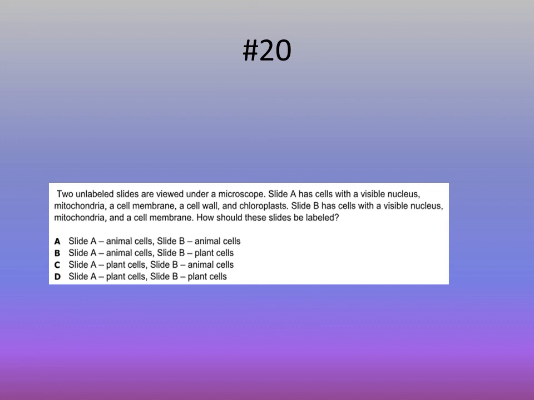A. Slide A, animal cells. Slide B, animal cells. B. Slide A, animal cells. Slide B, plant cells. C. Slide A, plant cells. Slide B, animal cells. D. Slide A, plant cells. Slide B, plant cells.